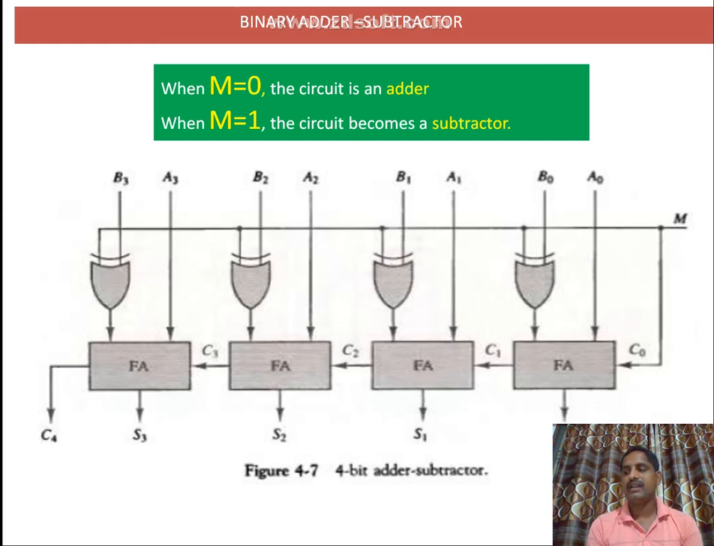Next one, binary adder subtractor. The subtraction of binary numbers can be done most conveniently by means of complements. The subtraction A minus B can be done by taking the 2's complement of B and adding it to A. The 2's complement can be obtained by taking the 1's complement and adding 1.